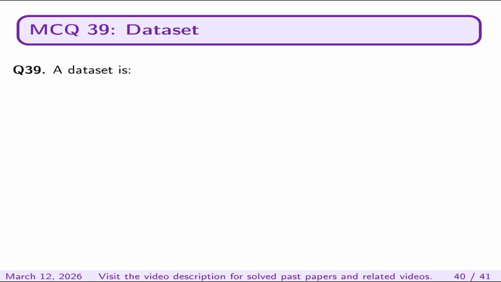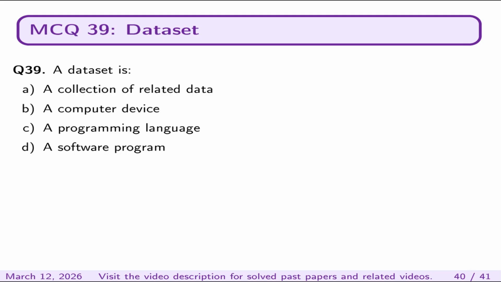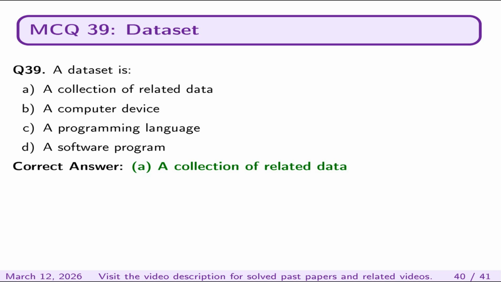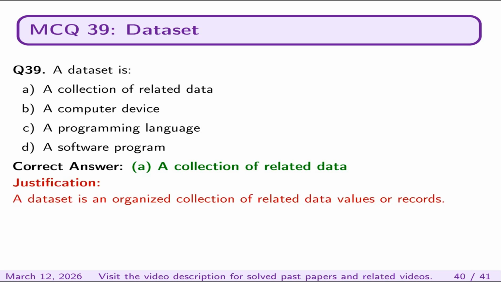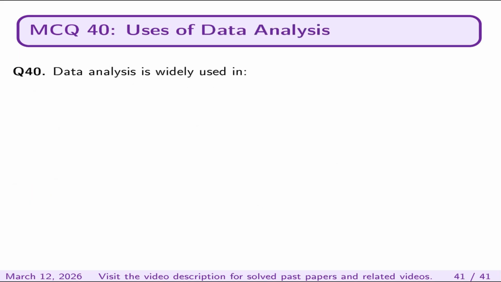Question number 39. A data set is a collection of related data, a computer device, a programming language, a software program. Correct answer is a collection of related data. A data set is an organized collection of related data values or records.